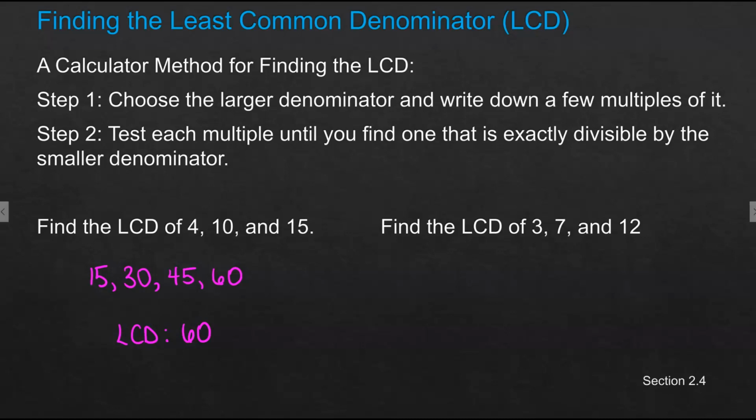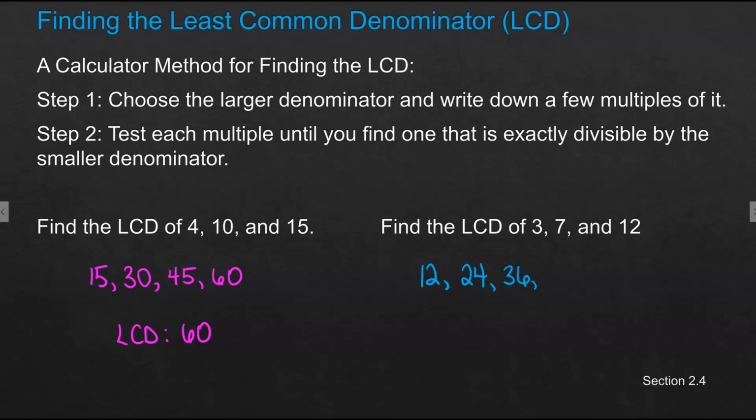Okay, let's look at the next one. So we have 3, 7, and 12. Now, 3 goes into 12. So we really only have to check the 7, because no matter what the number is, 3 is going in there, 3 and 12. So we start with 12. 2 times 12 is 24. Well, 7 won't divide into 24. 3 times 12 is 36. And 7 doesn't go into 36.